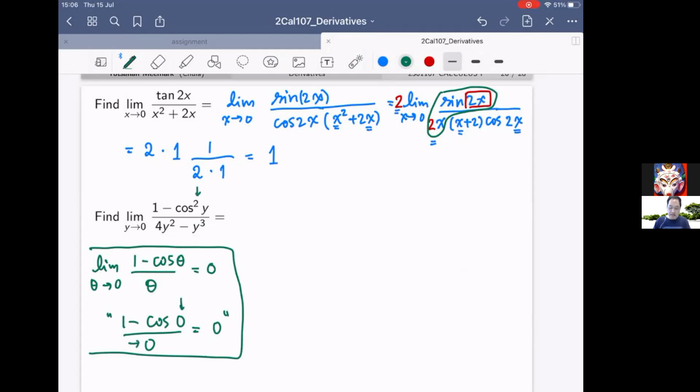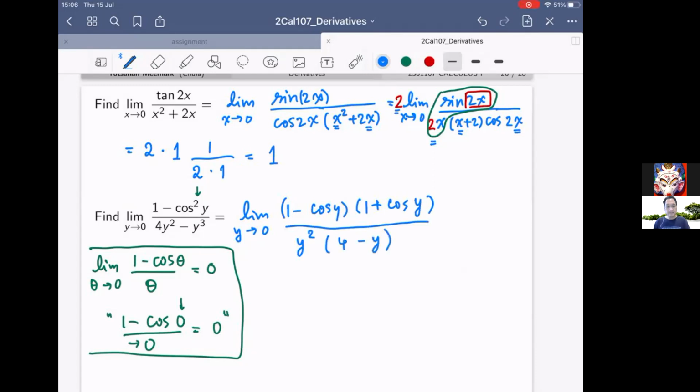So here you have 1 minus cosine square. You may think of 1 minus cosine and 1 plus cosine, right? Over that one, you can pull out y square and 4 minus y, just like that. Oh, this is not good, sorry. Why is that? If you do it this way, then this one becomes 0, but you still have one y left with your y goes to 0.